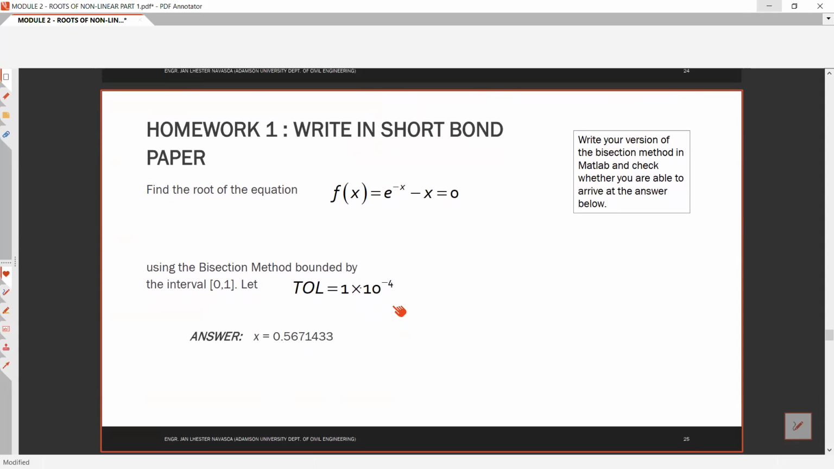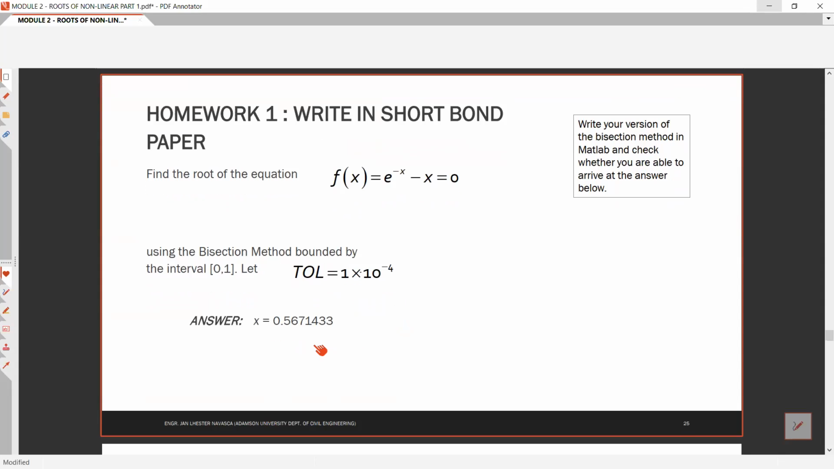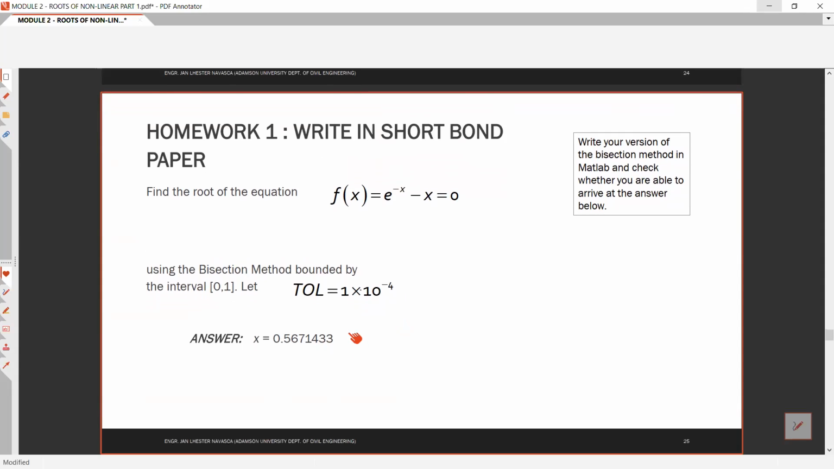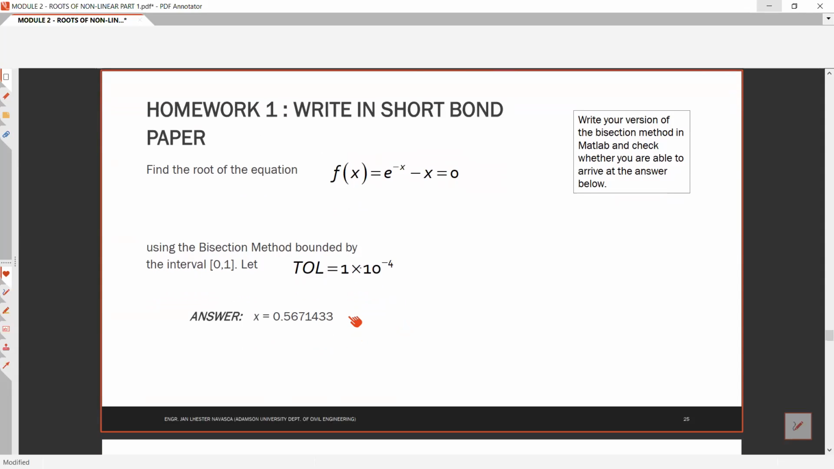sige, you may pass this one kung gusto nyo. Ano ba gusto nyo? Ipasa nyo rin ba to? Sige. Sige, pasa nyo na lang din yung sagot nyo. Pero okay lang kahit ano nyo, yung homework nyo. So, for this one, the answer is 0.5671433. I don't think kung ito rin yung makukuha yung answer. Pero, yes, I think ito nga. Na exactly.